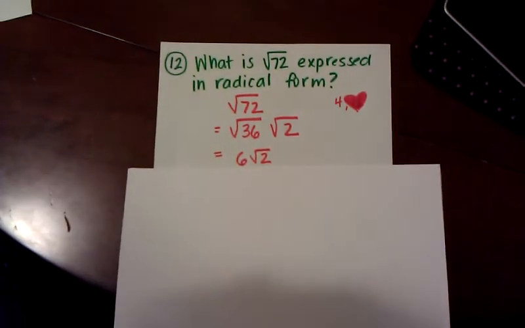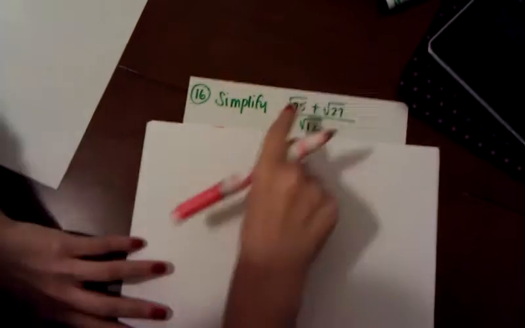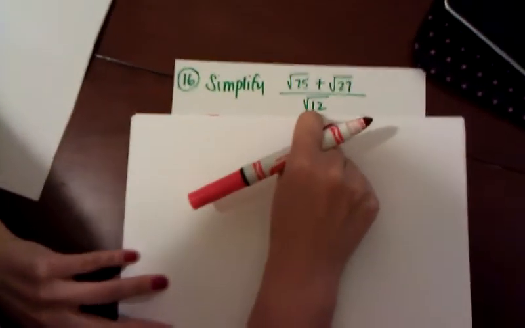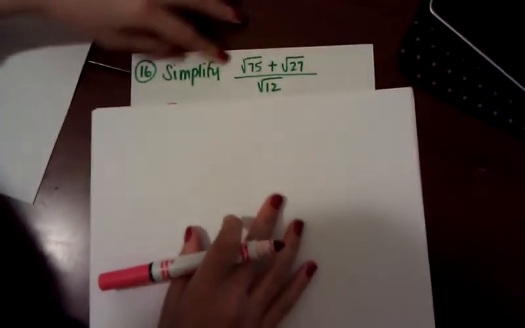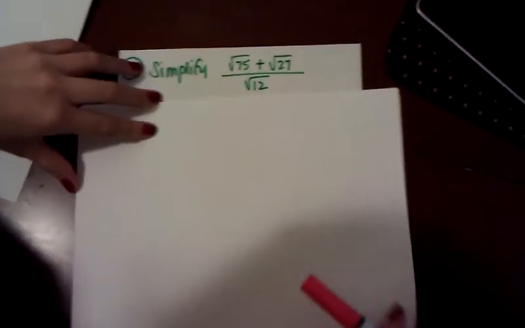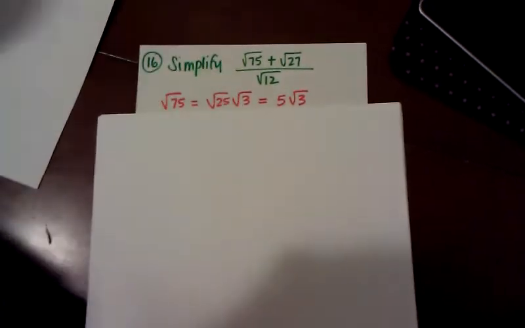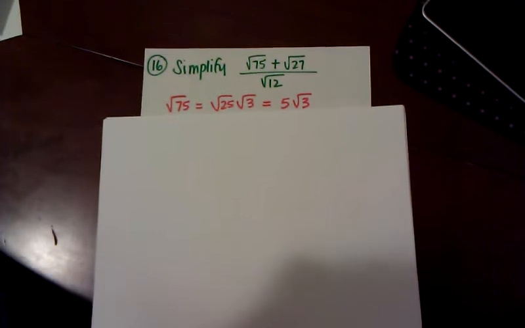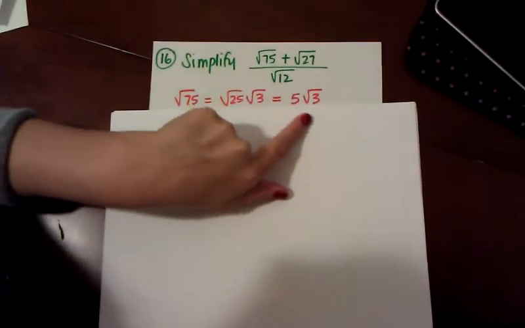All right, the next problem that we're going to review is problem number 16. In problem 16, we have to reduce these radicands before we can add and then divide them. So, our first step, taking the square root of 75 and reducing it by dividing it by the largest perfect square possible. When we do that, the largest perfect square that divides 75 is 25. And we take the square root of 25 and we have 5 radical 3.